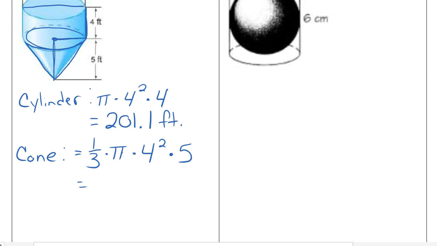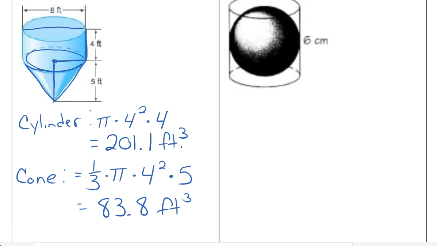Let's go ahead and plug that into your calculator and see what you get. If you're struggling with the 1/3, you could always do pi times 4 squared times 5 and get your answer, and then divide by 3. So if you're struggling with putting fractions in, that's another way to use the 1/3, without trying to type fractions into your calculator. So when you do that, you get a volume of 83.8 feet cubed, rounding to the nearest tenth.